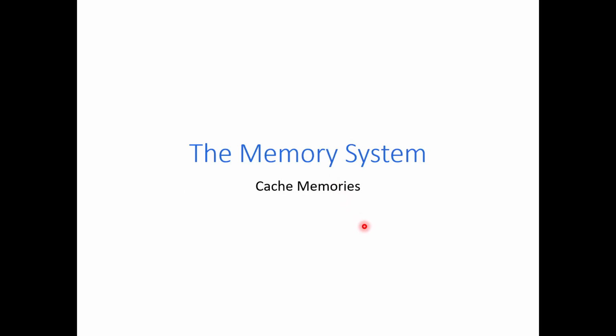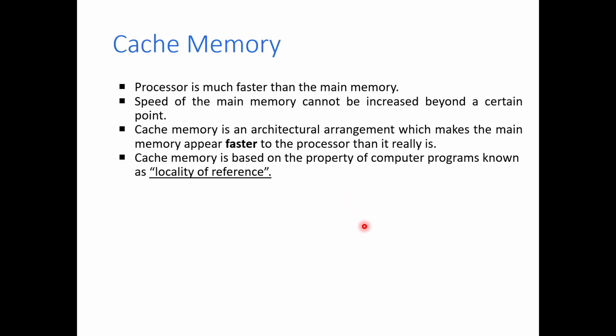The first one is cache memory. We are using this cache memory to increase the speed of the computation. It is kept in between the processor and the main memory. Here, this cache memory can be loaded with blocks of data based on a scheme called locality of reference.